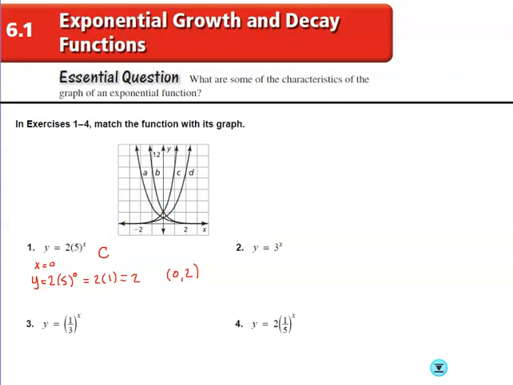My second equation, I'll plug in a 0. So y equals 3 to the power of 0, which is 1, meaning my graph goes to the point where x is 0 and y is 1. So 0, 1 would be here. And then again, I have A, which is a decay function, and D, which is a growth function. Since my base is greater than 1, I do know that my function will be a growth function, meaning that my graph will be D.